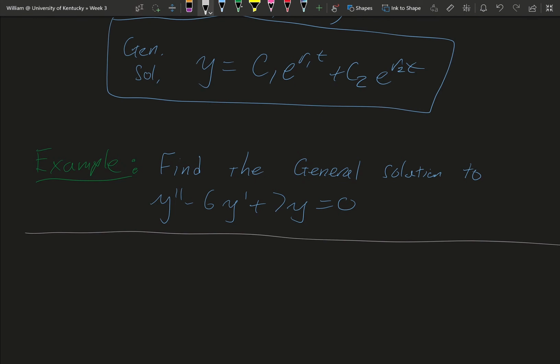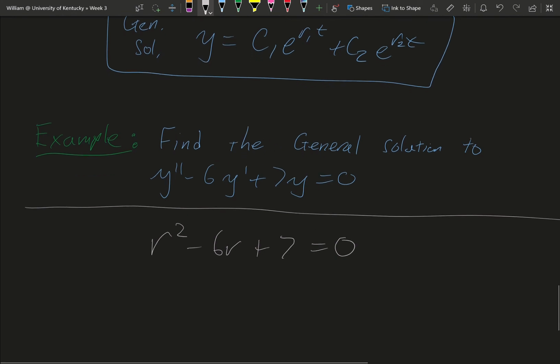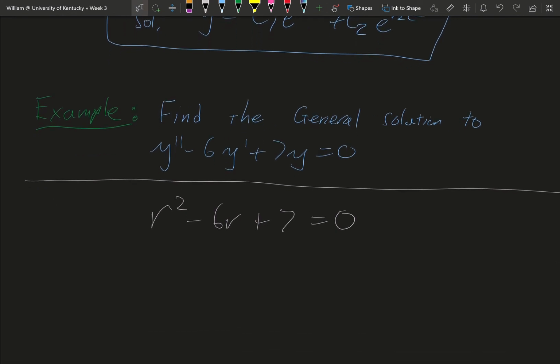So we can just write down our characteristic equation, r squared minus 6r plus 7 equals 0. You might look at this and think you can factor it, right? We have a 6 and a 7. 7 times 1 is 7. Maybe if you change the signs you could get a 6, but it's just not possible. So let's solve this by completing the square.